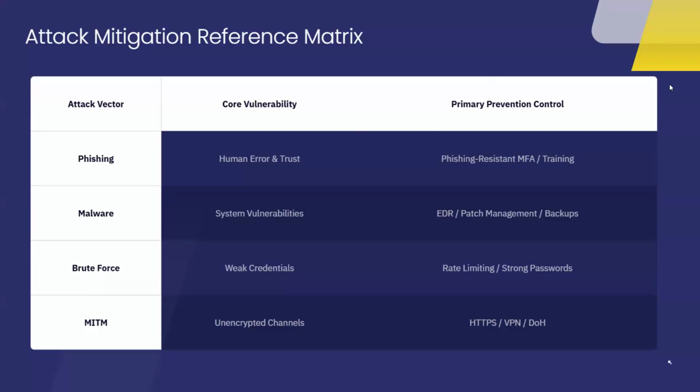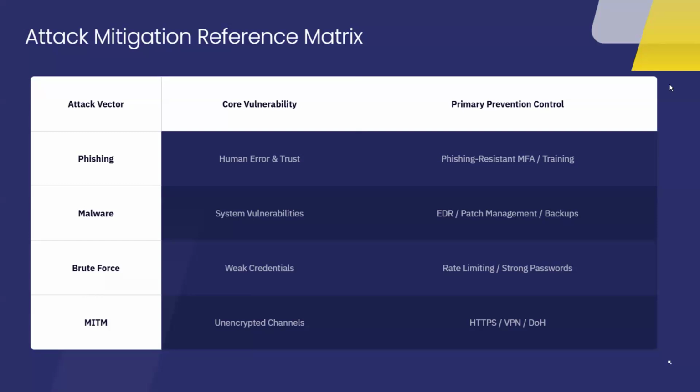So when we talked about phishing, you remember I said the main target is the human being. So that's what this one is saying. The core vulnerability is human error or trust. So that's the core vulnerability here. For the primary preventive control: phishing-resistant MFA and training. We talked about that when we were talking about phishing.